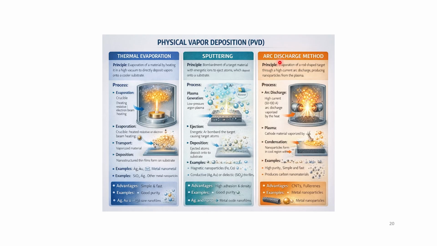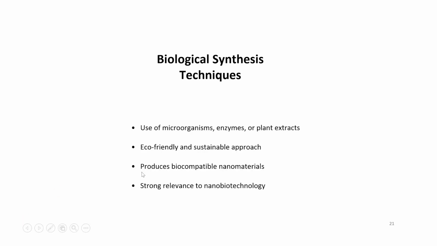With the arc discharge method, you are creating carbon nanotubes and fullerenes, and the advantages are that it is of high purity, simple and fast. Then there are biological synthesis techniques. So what is a biological synthesis technique? You are using microorganisms, plants or enzymes to create your nanomaterials.